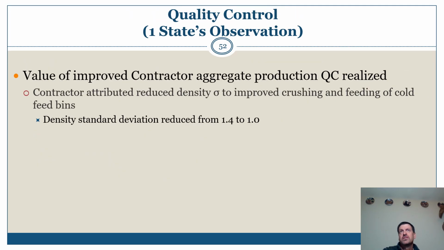This is a really interesting observation, and it's from a contractor, and basically that improving contractors' quality control, or really their crushing and feeding of their aggregates, led to reduced standard deviation in density. So the density standard deviation went from 1.4 to 1.0 by improving the consistency of their aggregates.